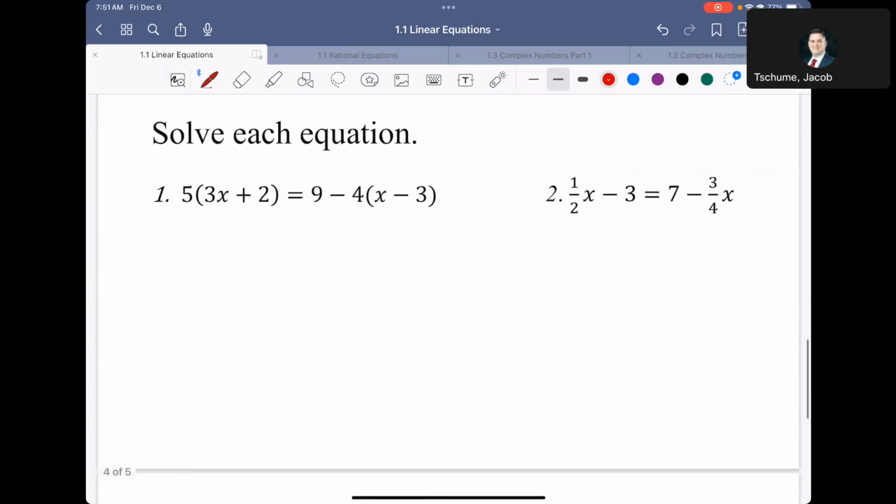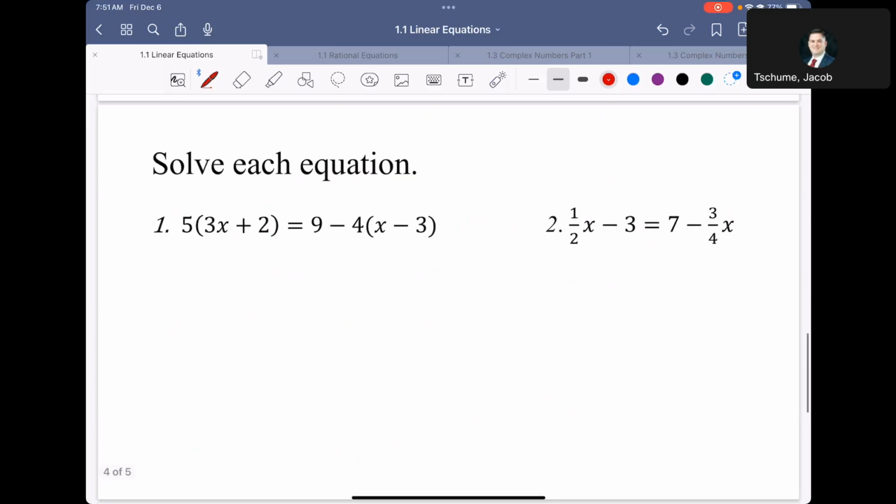So let's begin with these two examples here. These are typical linear equations where you can see that there are numbers and there are x values throughout. Your job is to figure out what is the x value that makes this true.